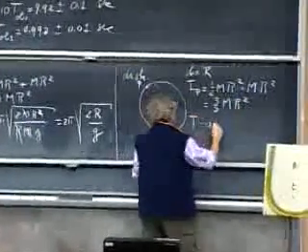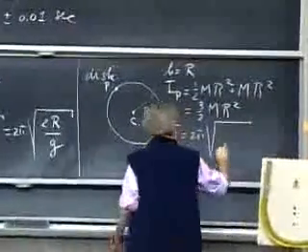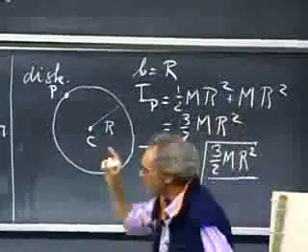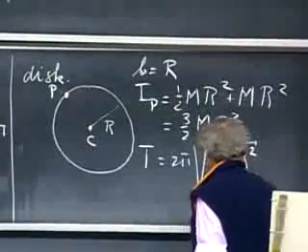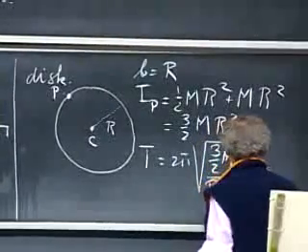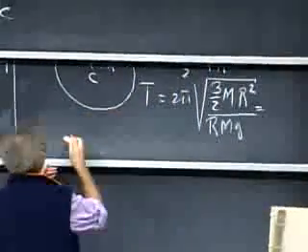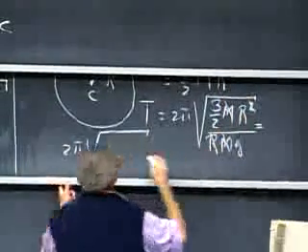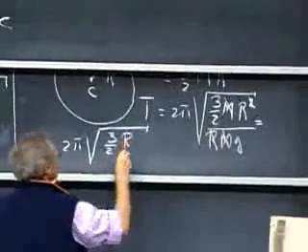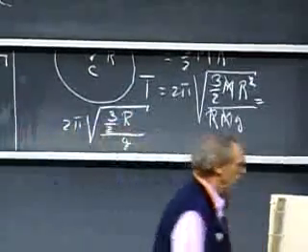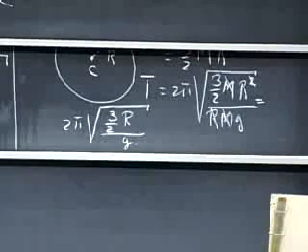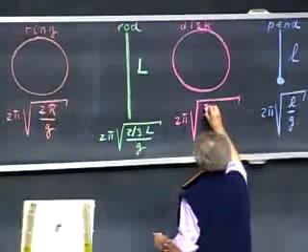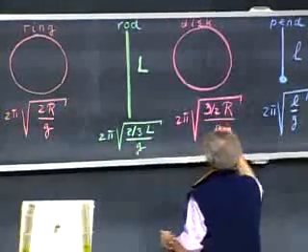So what is the period of oscillation? 2 pi times the square root of 3/2 mr squared divided by bmg. b is r, mg, and that equals 2 pi times the square root. I lose my m as always, I lose an r. I get here 3/2 r divided by g. And so let's write that down here. So we have 2 pi times the square root of 3/2 r divided by g.